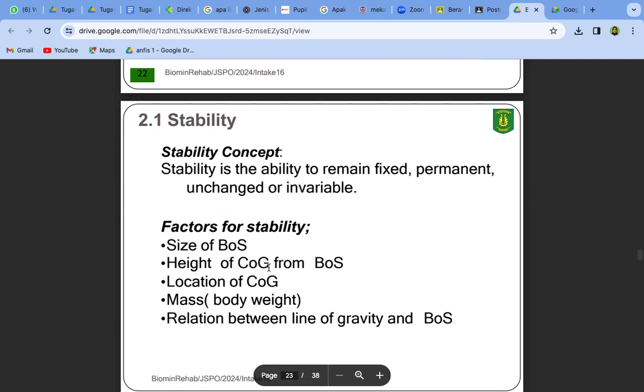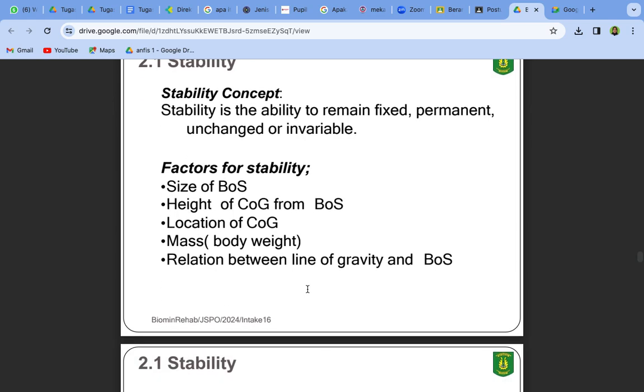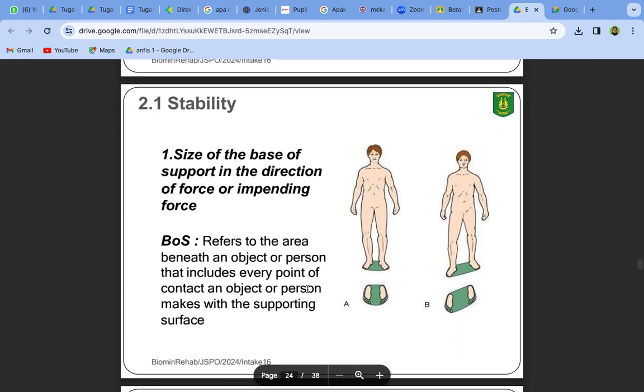Okay, the stability concept is the ability to remain fixed, permanent, unchanged, or invariable. Factors for stability: size of BOS, height of COG from BOS, location of COG, mass or body weight, and relation between line of gravity and BOS. Stability: size of the base of support in the direction of force or impending force. It refers to the area beneath an object or person that includes every point of contact the object or person makes with the supporting surface.